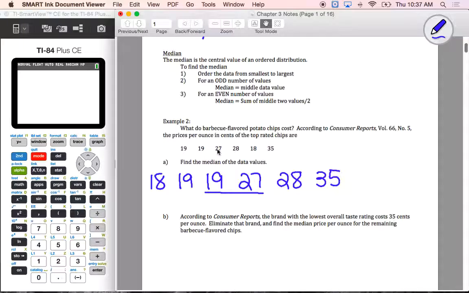So we're going to take 19 plus 27 and then divide by 2. Now on your calculator, actually do 19 plus 27, hit enter, then hit divide by 2. So we should have then 23 cents for our answer.